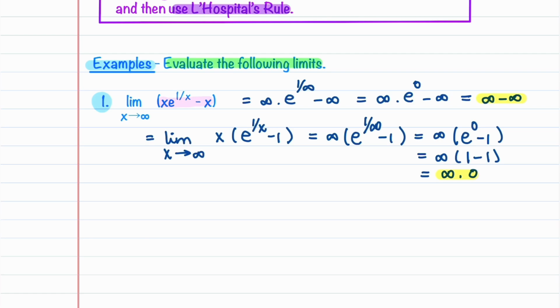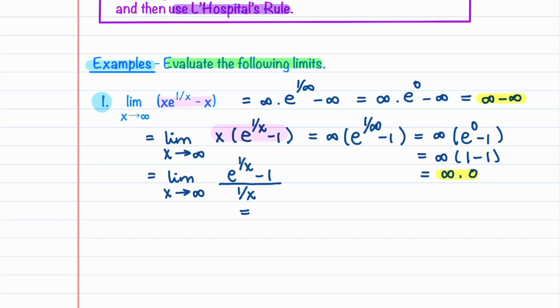It's not 0 over 0 or infinity over infinity, so we have one more step to do before we can use L'Hopital's rule. What we have to do is rewrite this limit, let's highlight this, in such a way that we get 0 over 0 or infinity over infinity. So we have to take either the x or the e to the 1 over x minus 1 to the denominator. It's going to be a lot easier if we put x in the denominator. So that's what we're going to do. This is the limit as x goes to infinity. We're going to have e to the 1 over x minus 1 in the numerator. And then in the denominator, we're going to have 1 over x.